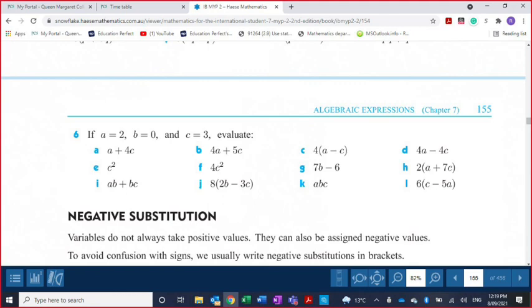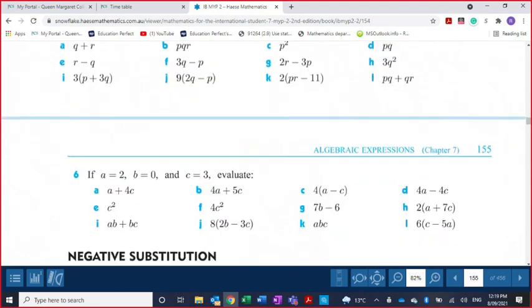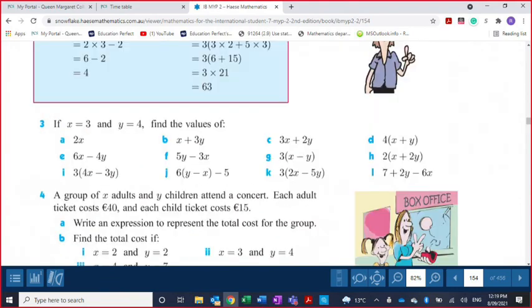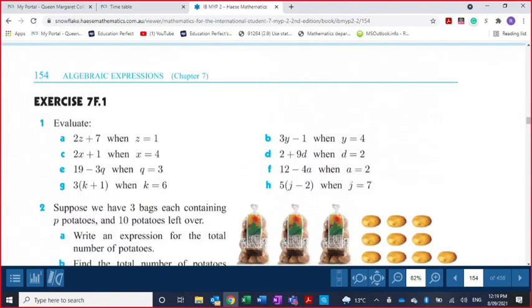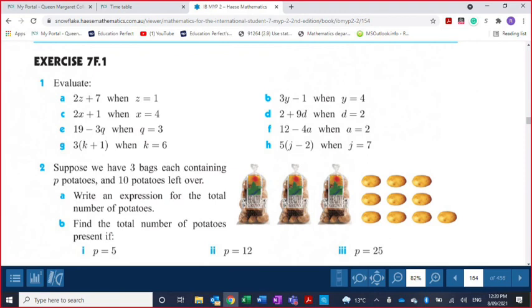Okay? All right. So what we're going to do is I'm going to give you this assignment, and we're going to come back and we're going to work with more signs later. But for today, we're going to stop here where all of the things that we're substituting are positives. That doesn't mean you're going to end up with all positive answers. It just means the things you're plugging in are all going to be positive. So on page 154, you're going to do exercise 7F1.